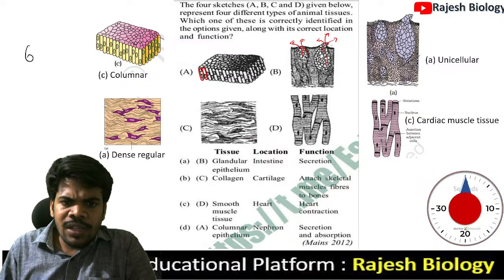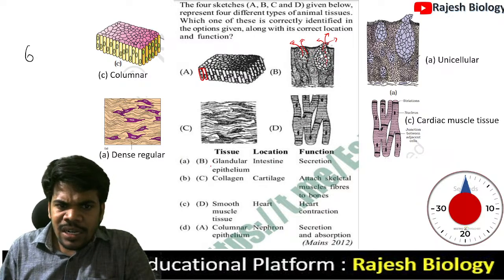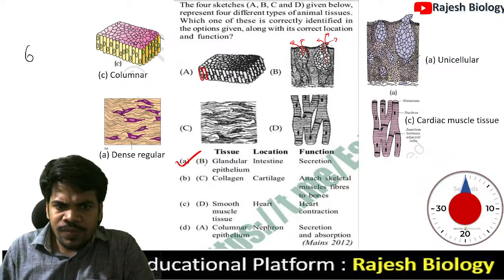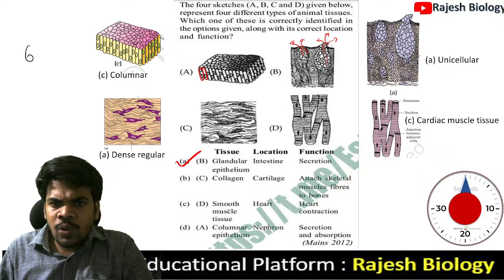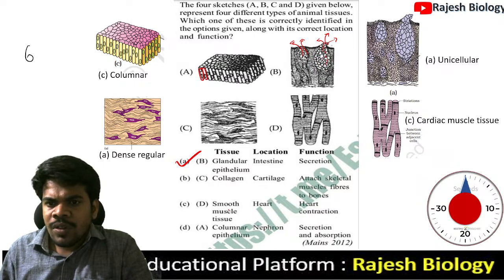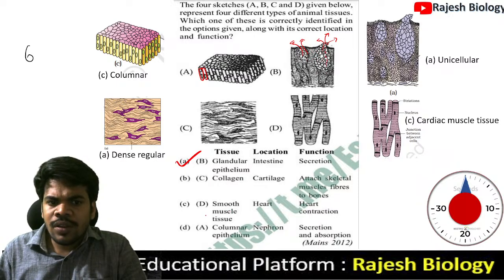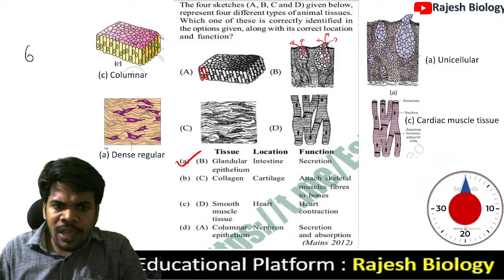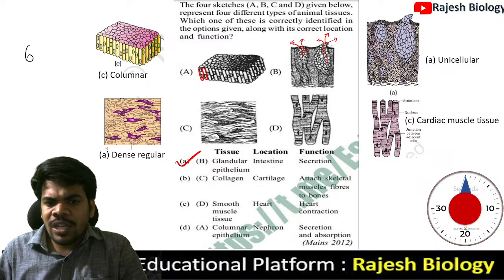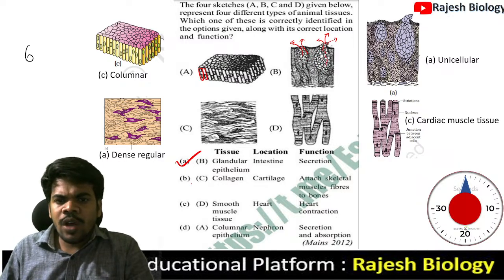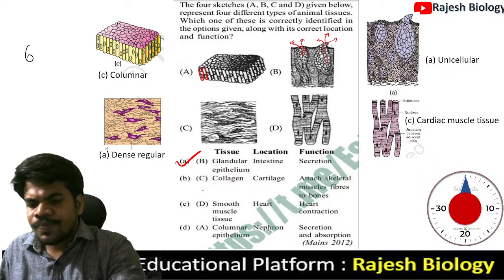Glandular epithelium, yes it is. B is the glandular epithelium, and it is located in the intestine, and its function is secretion. It is correct. C, collagen, no, it is dense regular connective tissue. D, smooth muscle tissue, no, there are striations we can observe. That is actually a cardiac muscle, because there are branches also. And columnar epithelium, A, correct, but it is not present in the nephron. Secretion and absorption, okay. So answer A is the right answer.